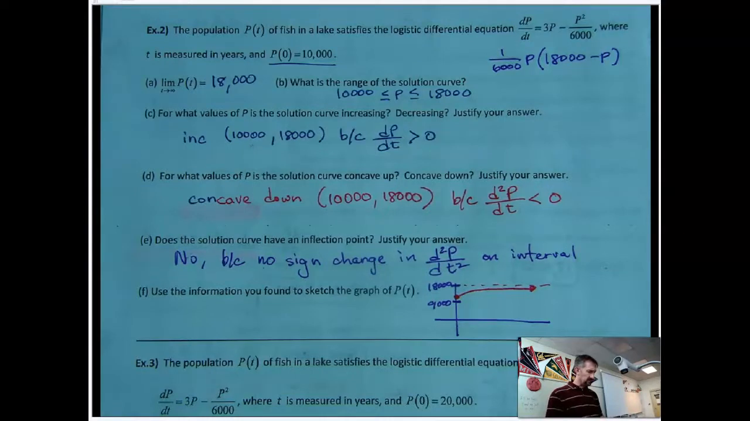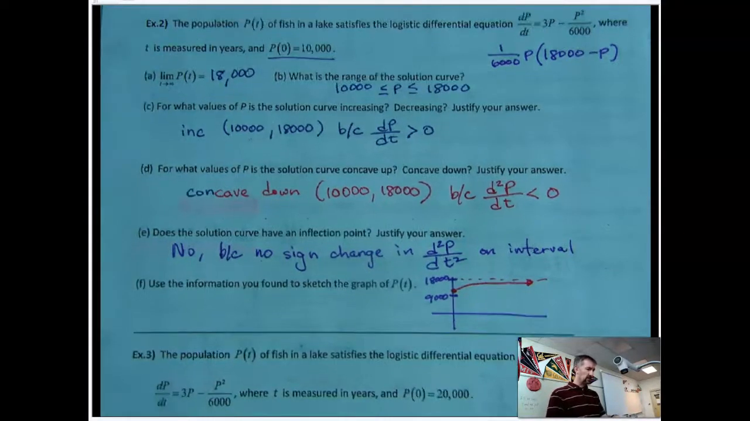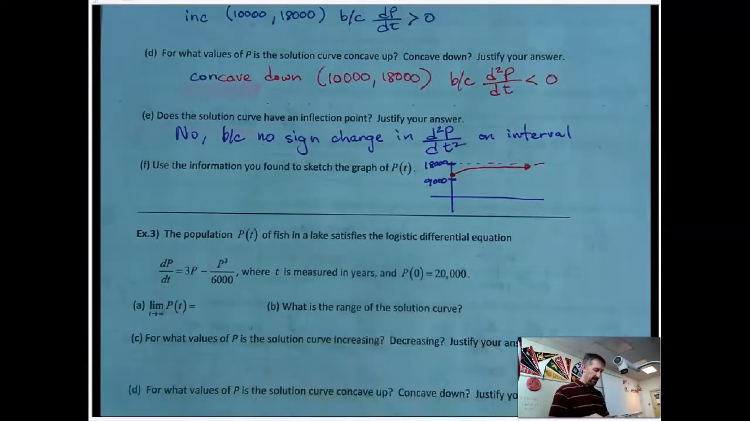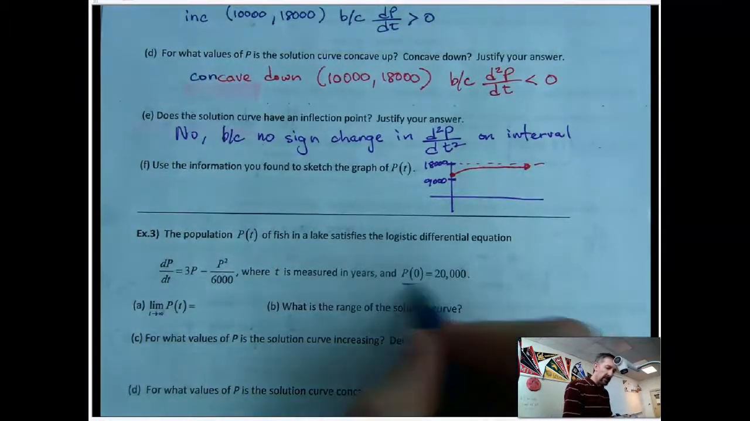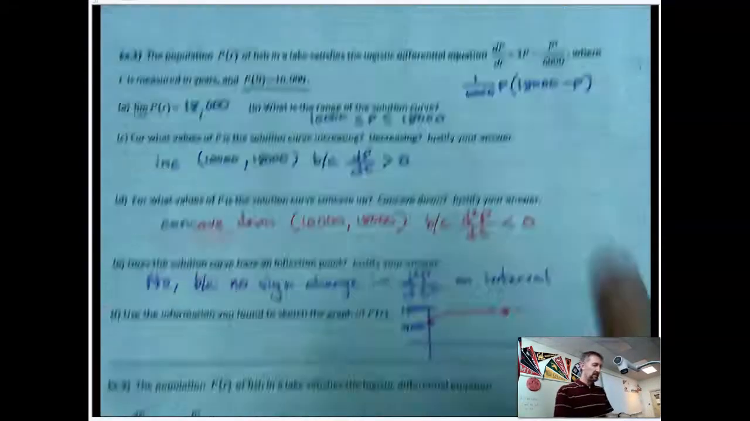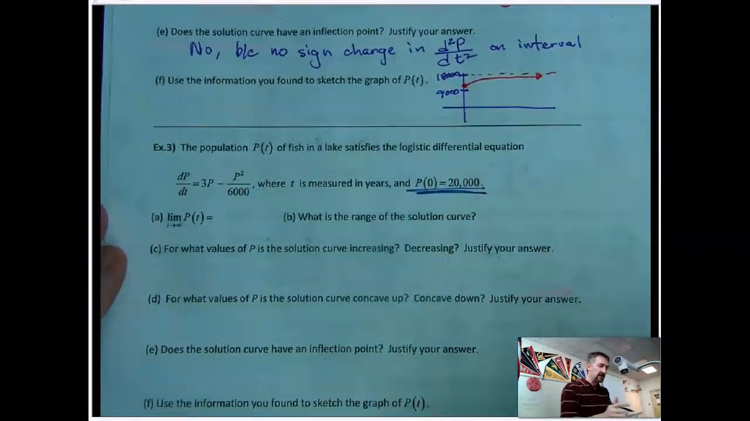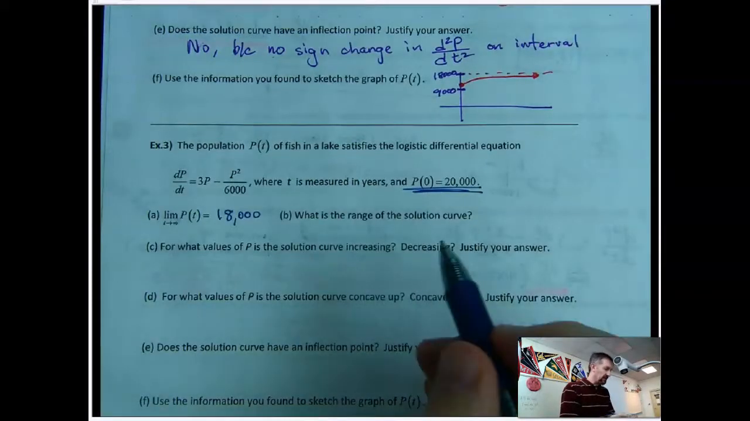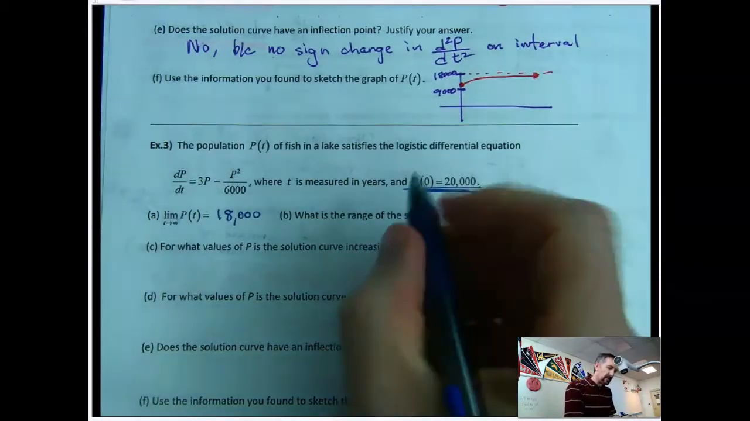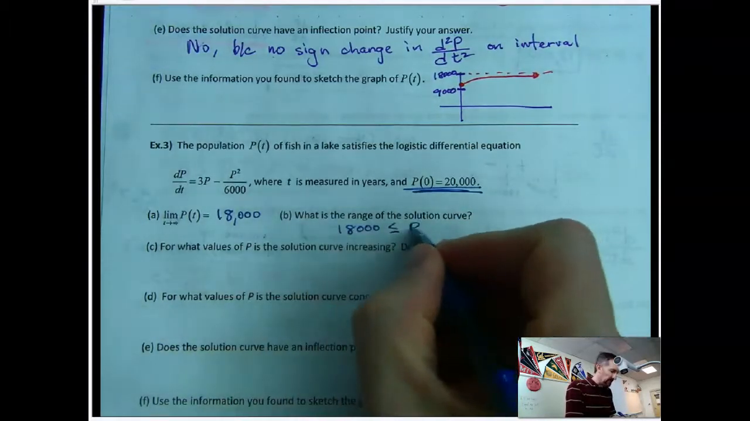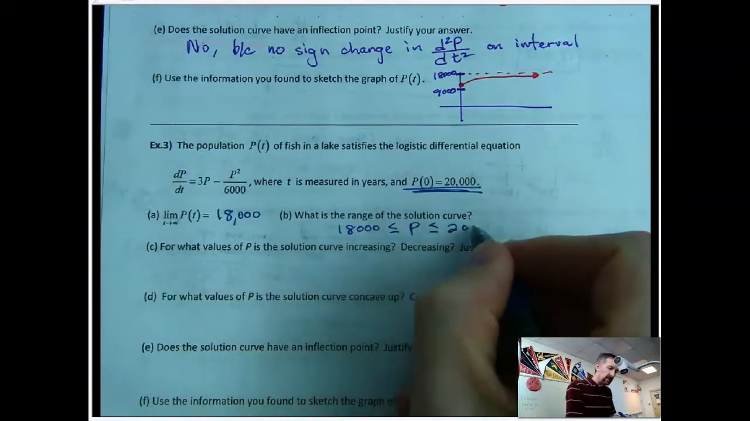So now, this is a little bit awkward here if we look at this one. So again, we have that same situation, except now the initial population is 20,000. If we factor that out up top, it's the same. This is the same. So the limit, the carrying capacity, is still 18,000. Now the range is going to be 18,000 to 20,000.